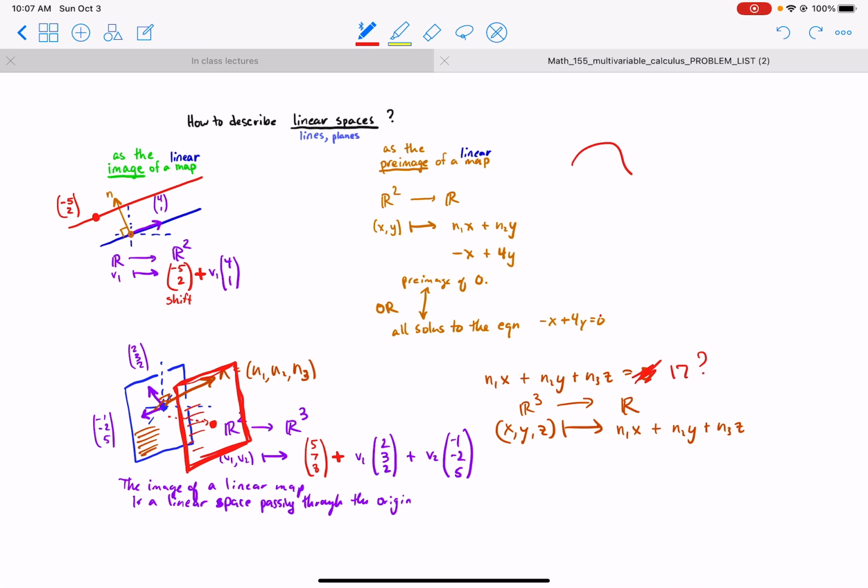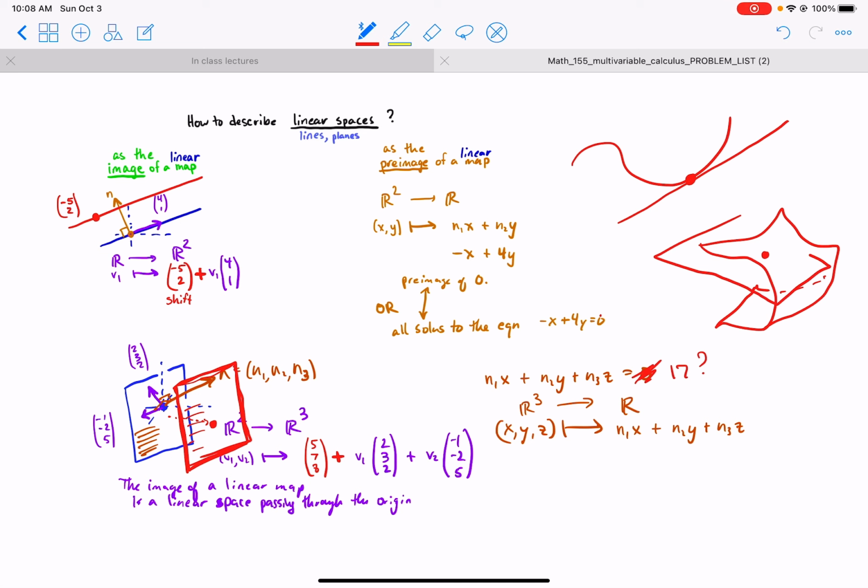In the next video, we'll take curves, and we'll already have a point on the curve, and we'll want to describe that linear space that best approximates the curve. In other videos, we'll have a surface, and we'll also have a point on that surface somewhere, and we want to describe the linear space, the tangent plane, that best approximates the surface at that point. And this is how we do it.